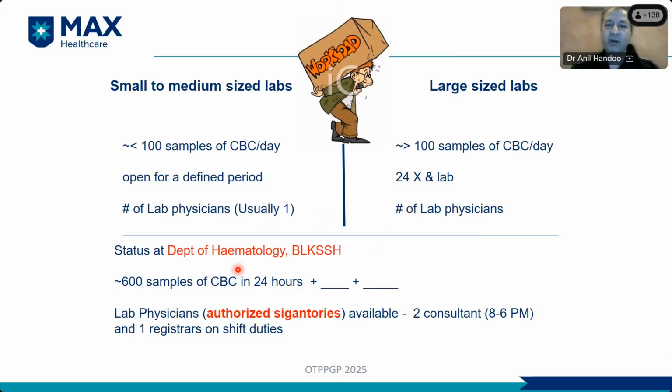Now let's look at our hospital. We have about 600 odd samples in 24 hours. And in addition to CBC, we have many other things in the hematology section, because the hematology section not only does routine CBCs, it does coagulation, it does protein electrophoresis, it does flow cytometry, it does marrows, it does lots of other things. So that's why I put this plus here. And how many people do we have on board? We have 2 consultants. Of course, we had 1 registrar. Now we have 2. In fact, now both of them have become consultants. So let's say we have 4 consultants in the system at the moment, right?